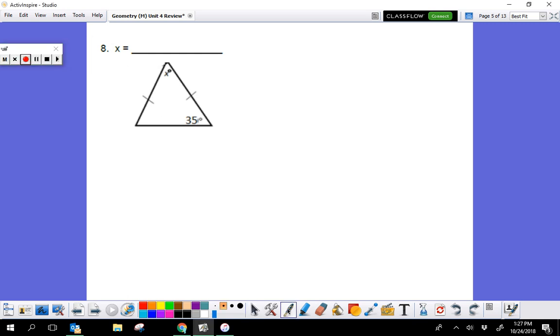Number 8. Okay, so they're just giving us one angle here and they're wanting us to find x. What you have to realize here is that they're also showing you that these two sides are equal. That means these angles that are opposite from those two sides are also equal. So if this angle down here is 35, this other angle down here in the base is also 35. So I have 35 and 35, that's 70. So if I do 180 minus 70, that equals 110. So x would be 110.